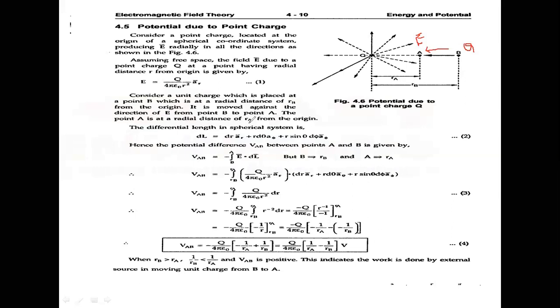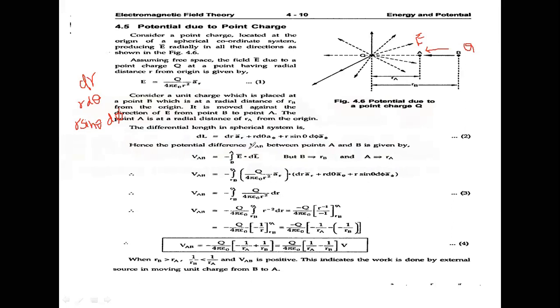Point A is at a radial distance of RA from the origin. The differential lengths in the spherical coordinate system are dr, r d theta, and r sin theta d phi. Adding all these terms in the directions of AR bar, A theta bar, and A phi bar, the differential length dL is equal to dr AR bar plus r d theta A theta bar plus r sin theta d phi A phi bar.